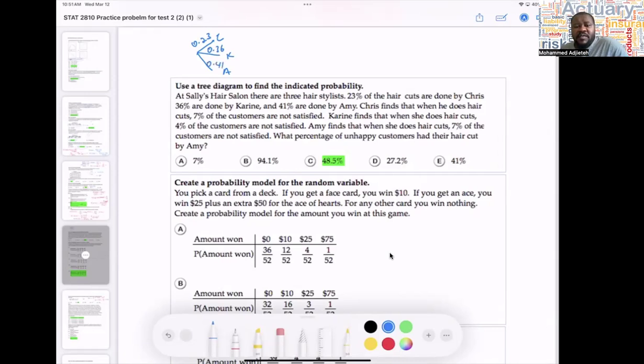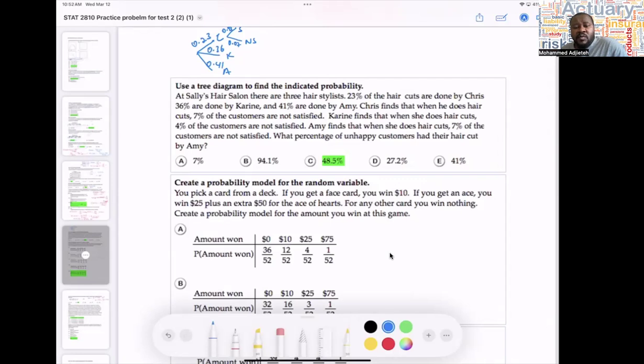And then we are told that Chris finds that when he does haircuts, 7% of the customers are not satisfied. So let's do here satisfied, and here not satisfied. And we are told that 7% are not satisfied, so 0.07. If 7% are not satisfied, it means that 93% are satisfied, so 0.93.